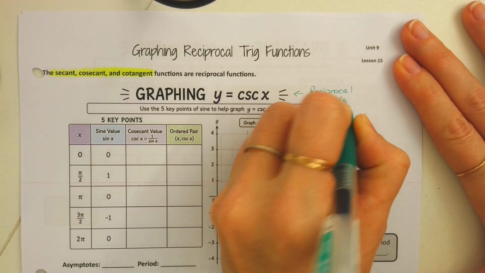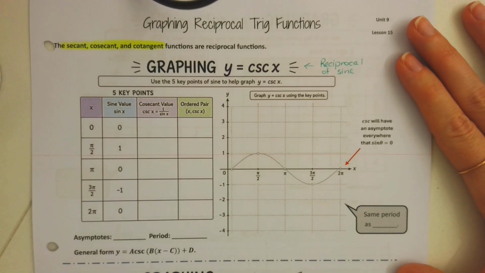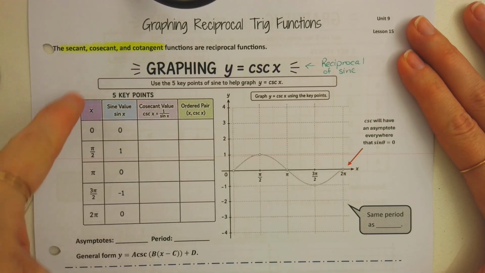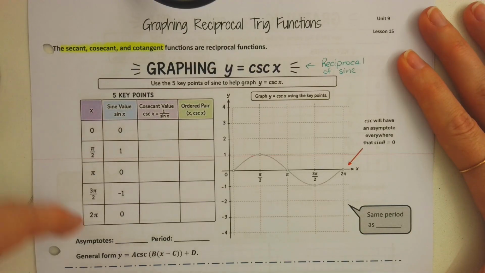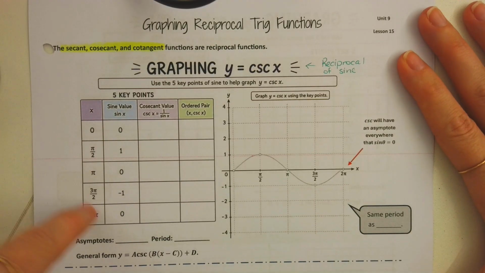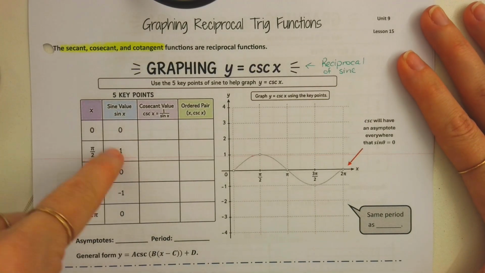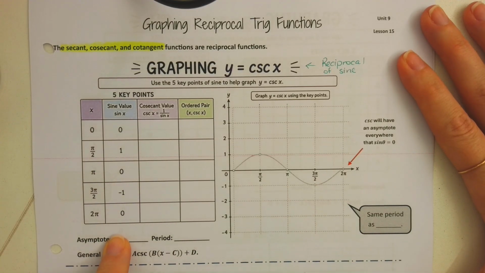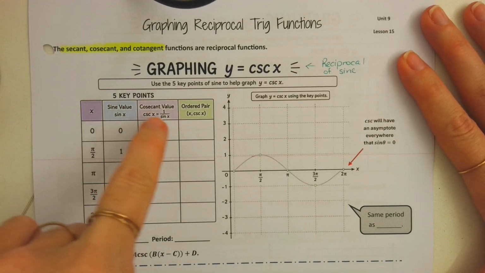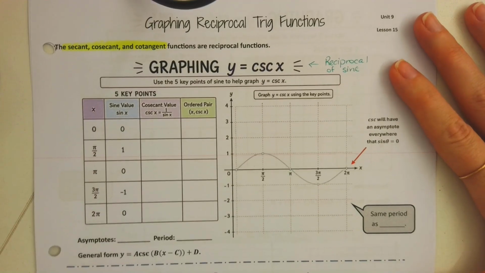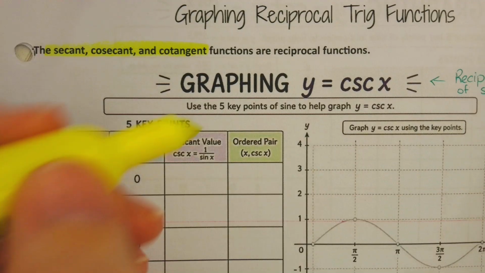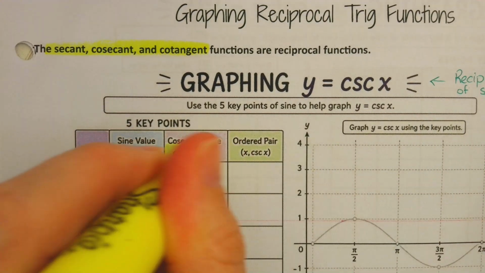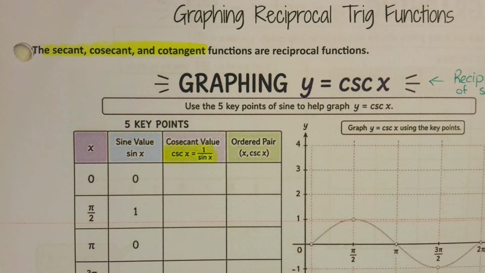So when I pick my 5 key points, the angles that I've picked here are the same ones that I would normally pick for sine. So for sine, we usually go from 0 to 2 pi, counting by pi over 2's. And then I also wrote down the sine value here already because I need to use those sine values in order to find my cosecant values. So for my cosecant, I'm going to actually do 1 over the sine value, basically taking the sine value and flipping it over.